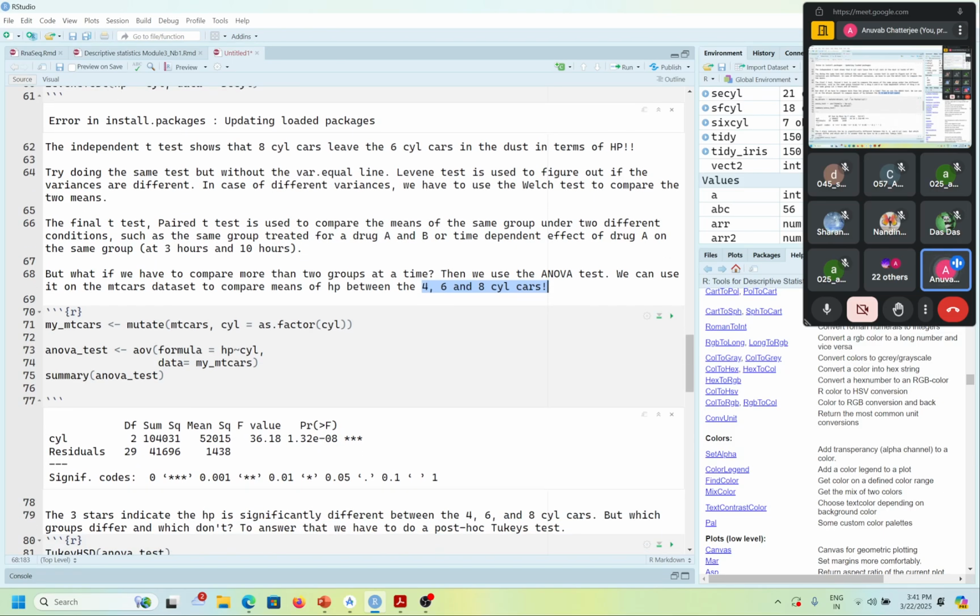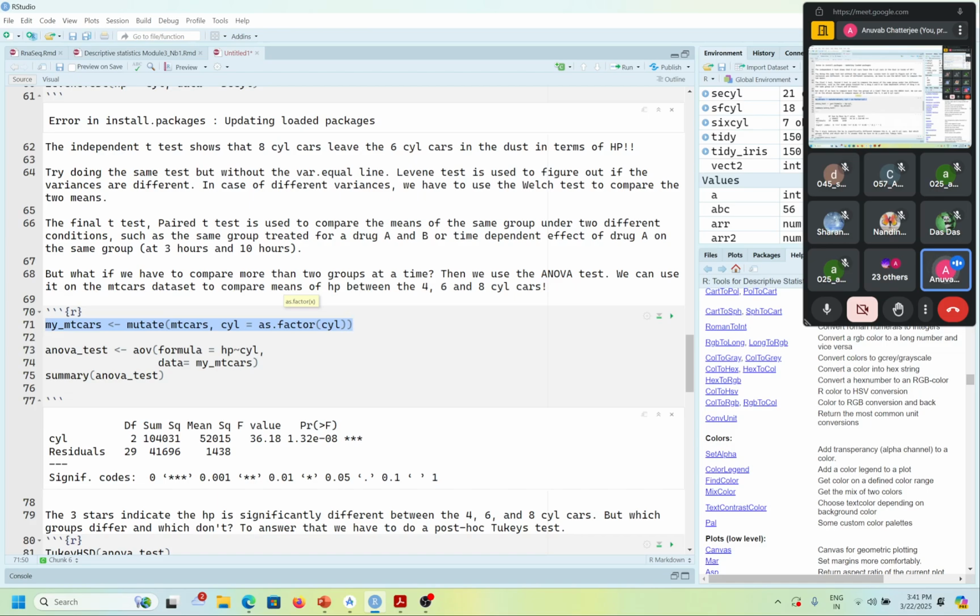In that case, first thing you do is the same thing that we did previously. You make one data set containing the 4, 6 and 8 cylinder cars you want to compare. So already mtcars has 4, 6 and 8 only, so you're not filtering for anything, and you put the cylinder as factor. The same thing that we have been doing. And then you run the ANOVA.